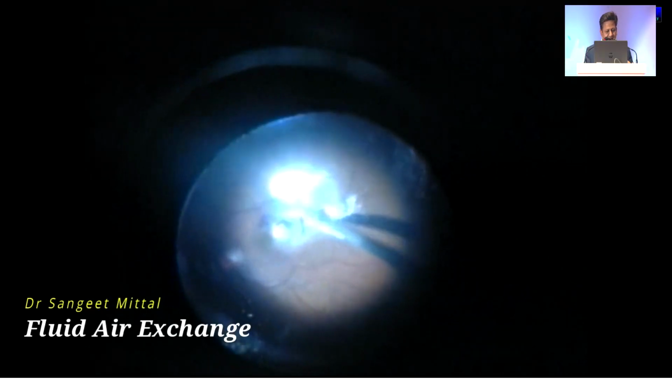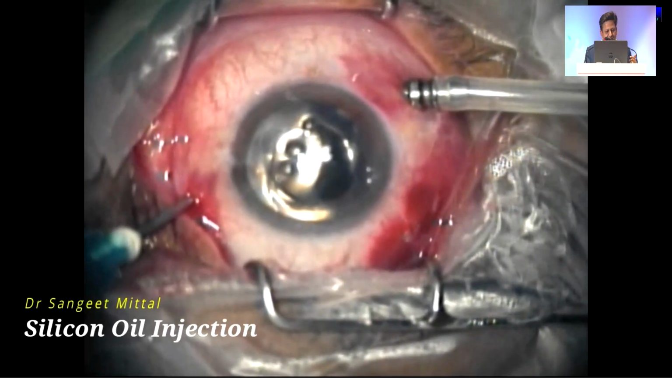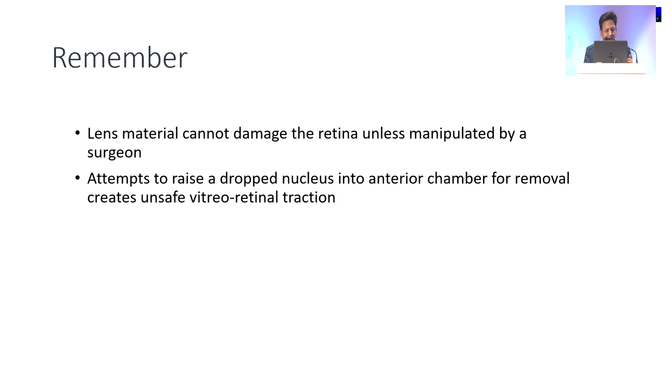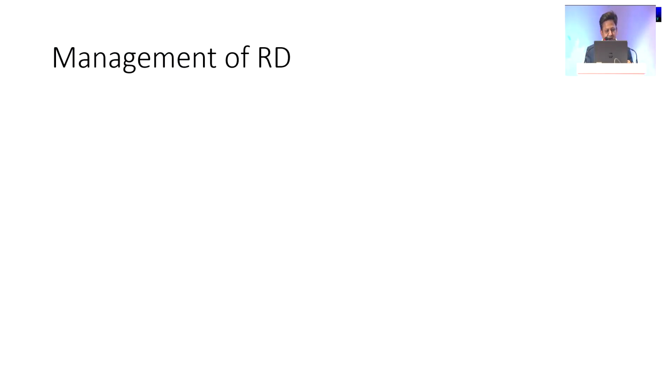So oil was necessary because of the break; we had to laser the break post-operatively, in the immediate post-operative period, and then we closed the case. Remember, lens material itself cannot damage the retina unless it is manipulated by a surgeon, and attempts to raise a dropped nucleus into the anterior chamber for removal create unsafe vitreoretinal traction.